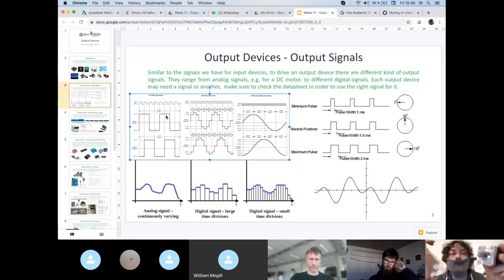So let's say your motor requires 1.8 degrees for each step. This means 200 steps to do a full rotation. So to do a full rotation, you need to send 200 of these square waves over here to make the motor rotate.